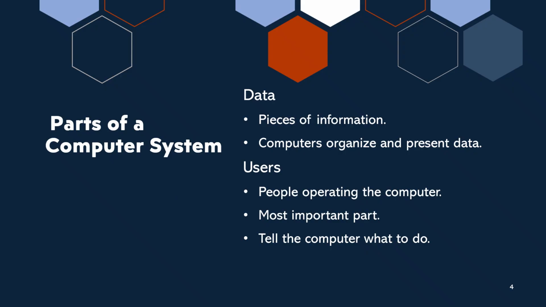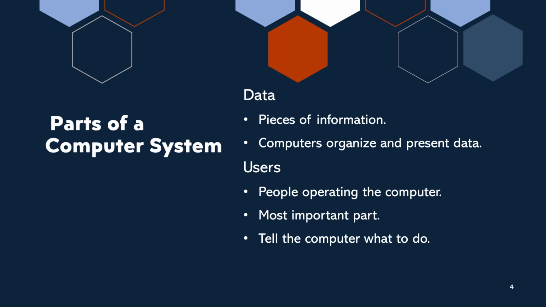The next main thing we have is the data. Data is a piece of information, or the raw form of information, is called data. The computer organizes and presents data, and by processing data we get information.